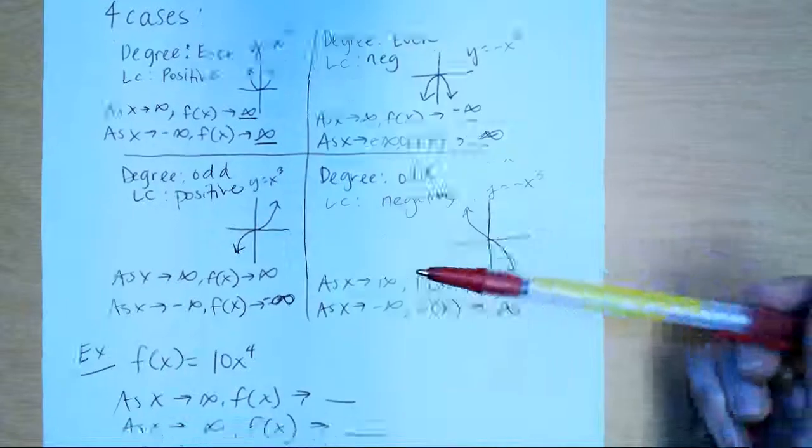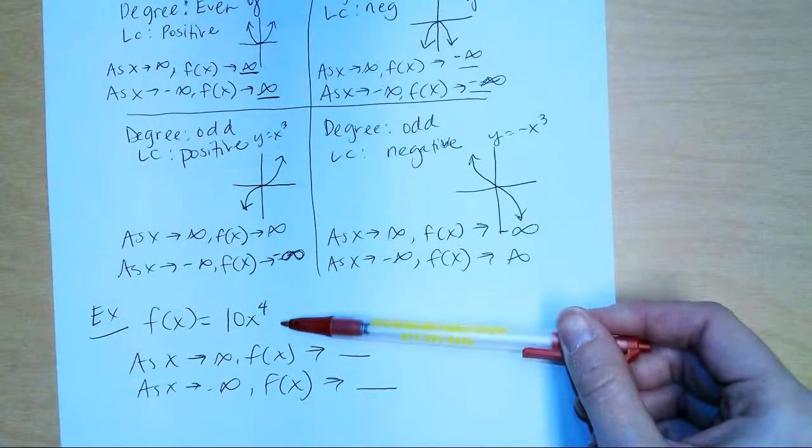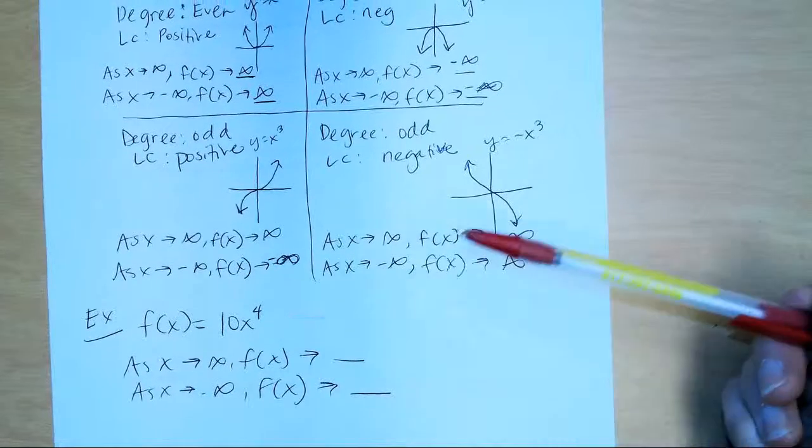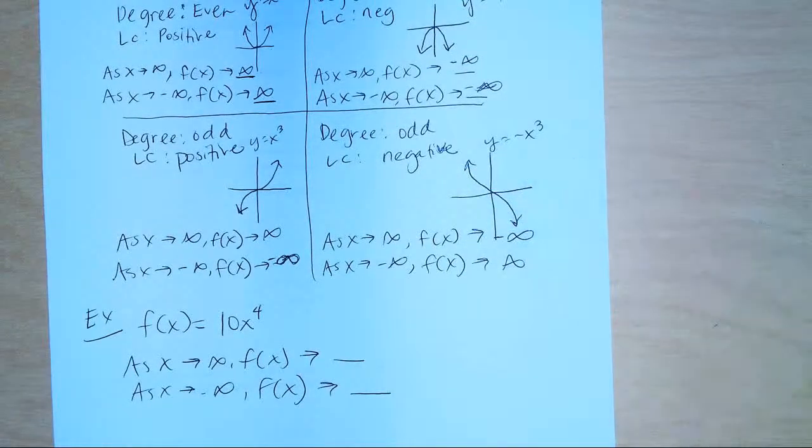The other way to do this would be to type this in the calculator, 10x to the fourth, and see what's happening. Now let me warn you about this. On some of these that we're going to get to, they're going to have little loops. So it might look like this. And if you're zoomed in too far, you may think that they're both going down, when actually they're both going up.